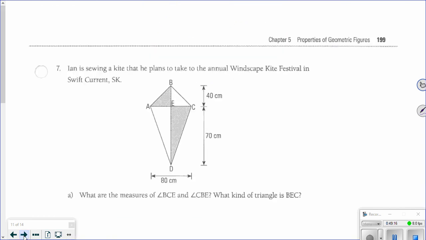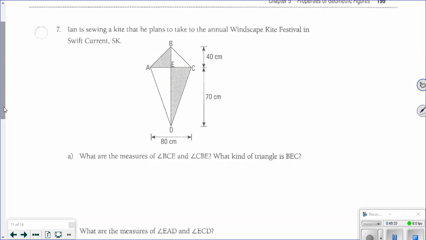The last one says, Ian is sewing a kite. And he plans to take it to the annual Windscape Kite Festival in Swift Current, Saskatchewan. Doesn't really matter. They like to give you context. The context typically has nothing to do with the question. Ignore it. Word problems, cross out anything that's not relevant. All we really care about at this point is that it's a kite, and we've got our dimensions.